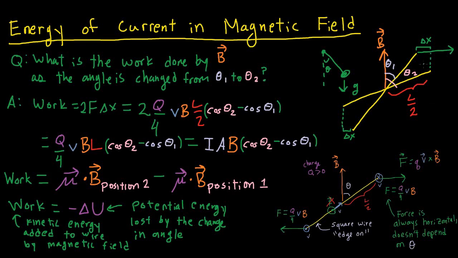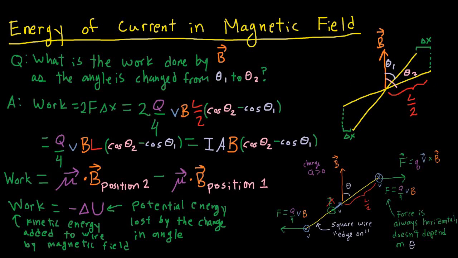So by kinetic energy added to the wire by the magnetic field, I just mean the kinetic energy that comes from the fact that when the wire is moving back and forth, the different parts of the wire have some velocity, and that has some kinetic energy.